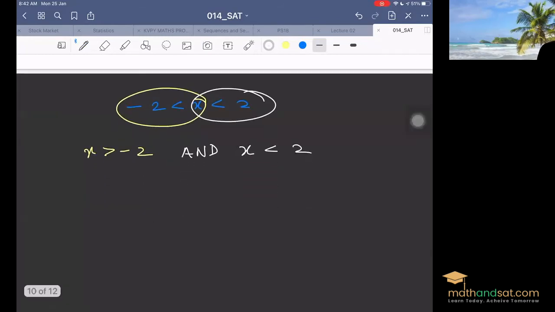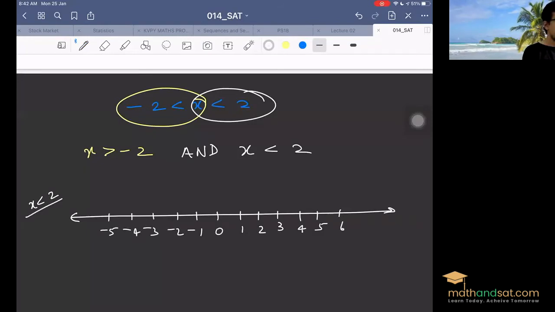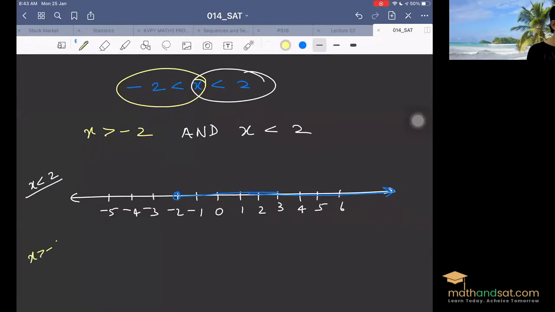So how do you represent this? Take the number line. I'm going to represent x less than 2. So we have 0, we have 1, 2, 3, 4, 5, 6. We have minus 1, minus 2, minus 3, minus 4, minus 5. Now all numbers greater than minus 2 will be represented by this region. And the second inequality is x greater than minus 2. So you draw the number line.